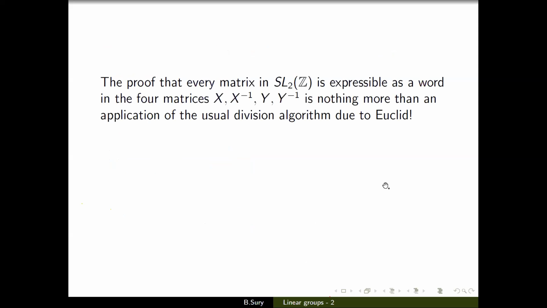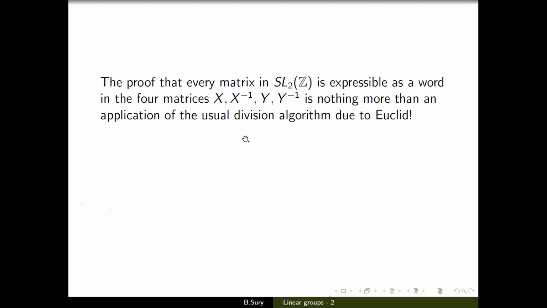Okay, the proof, again, come back to elementary fact here. The proof that every matrix is expressible as a word in the four matrices. What is this matrix X? Remember, it is 1, 1, 0, 1, the upper triangular. And this is the inverse of that, which means it is 1, minus 1, 0, 1.